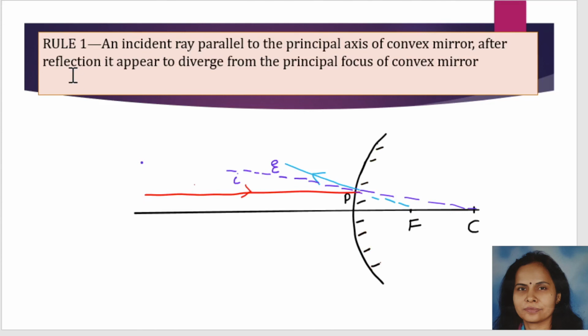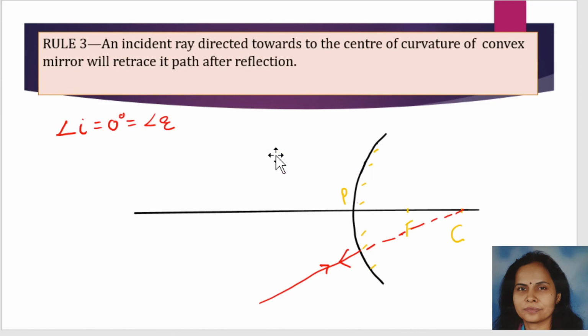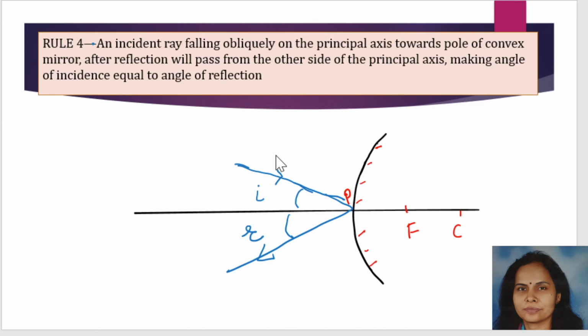Or you can consider rule number 1 here. In rule number 1, when the incident ray is parallel to the principal axis, after reflection it has to go in such a direction that it will pass through the principal focus, right? So we need not take care whether angle I is equal to angle R. It has to be equal, because when it starts passing through the principal focus, it will make angle I equal to angle R. So in rule number 1, rule number 2 and rule number 3, there is a specific point from where you can pass a reflected ray.